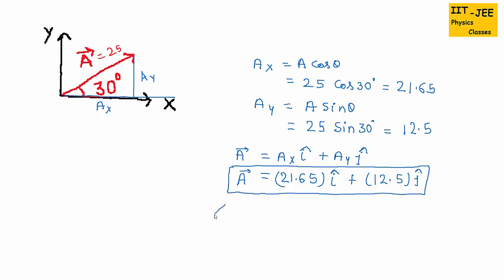Sometimes we also write it in the x comma y form. Here we put the x component and the y component. So it would be 21.65 comma 12.5. We simply have to find the x and y components and plug in the values here.